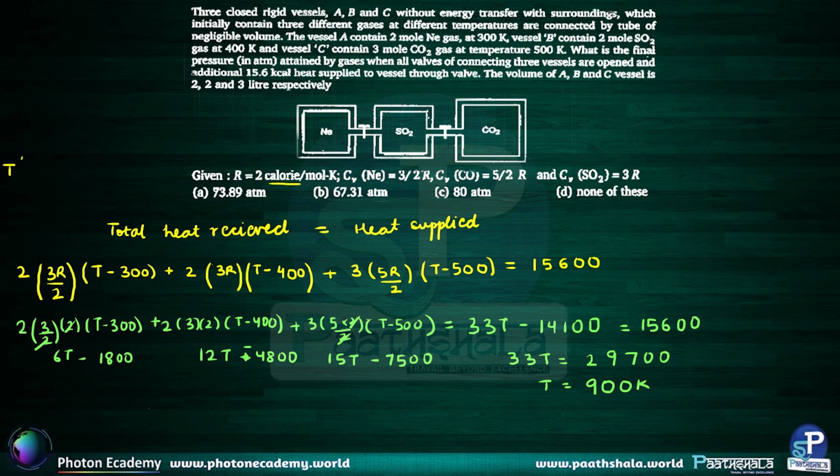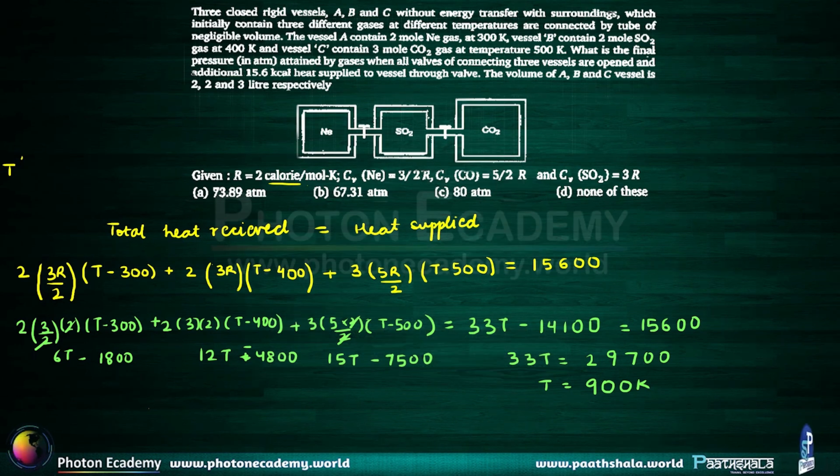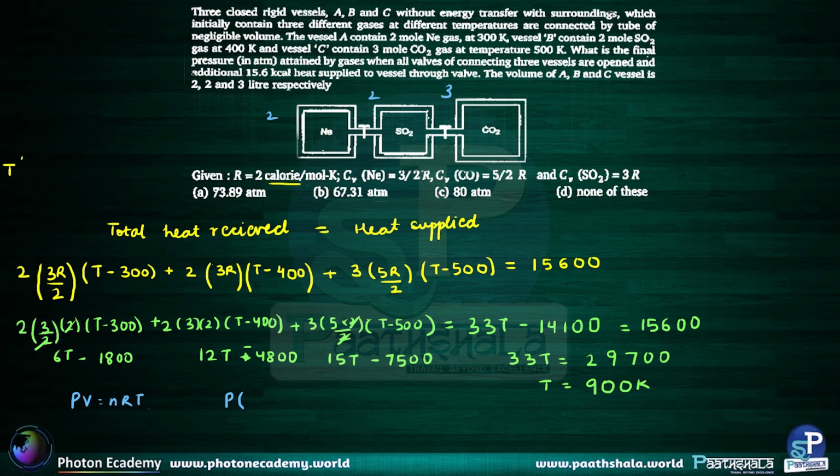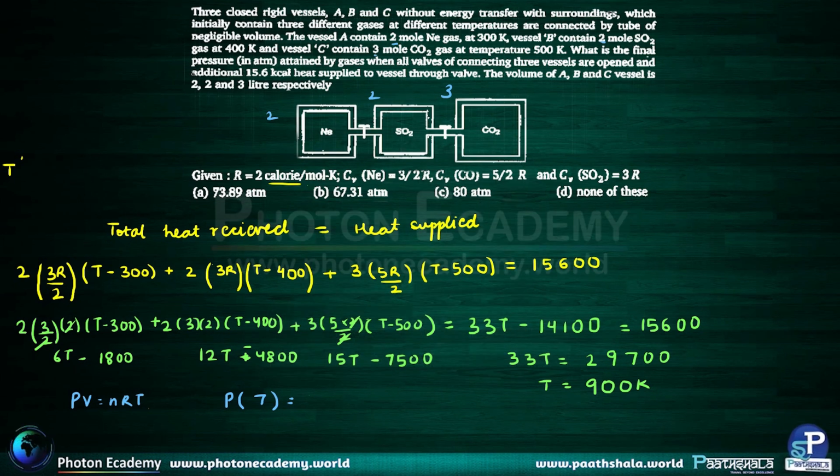Now we have the temperature. We have to calculate the pressure using PV equals nRT, right? So pressure into the total volume. The volumes of the individual containers are given as 2, 2 and 3. So the total volume will be 7, equal to the number of moles. The number of moles will be 2 for neon plus 2 for SO2 and 3 for CO2. So this is also 7, into R and into the temperature, that is 900 Kelvin, right?